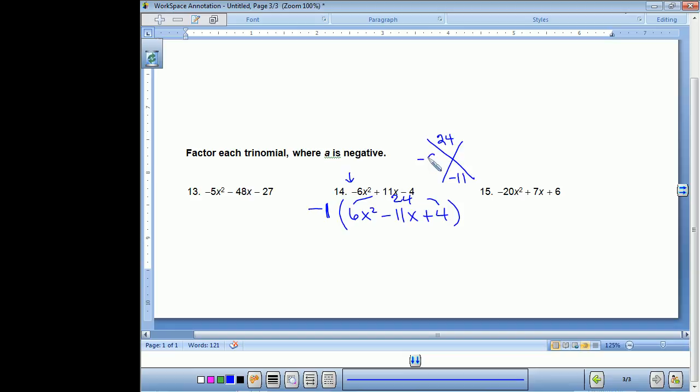Negative 8 and negative 3. So this negative 1 has to stick out in front. Wait, why is that? It can't go away. If we don't take that negative 1 out to start with, our answer actually won't be right. It's kind of weird.